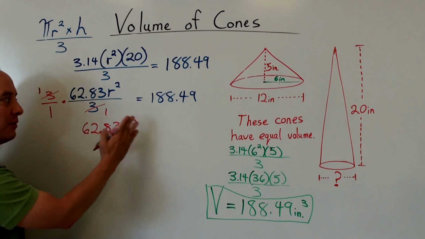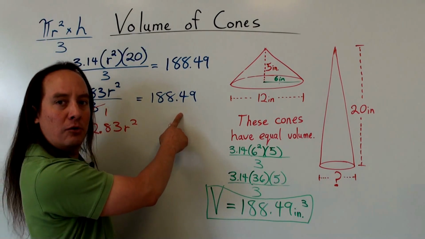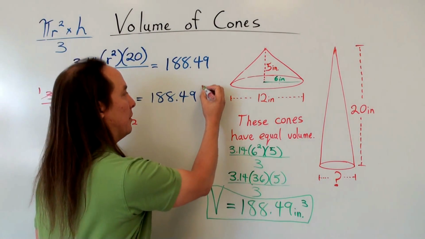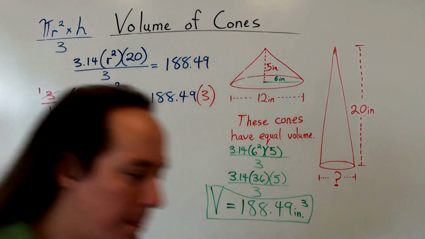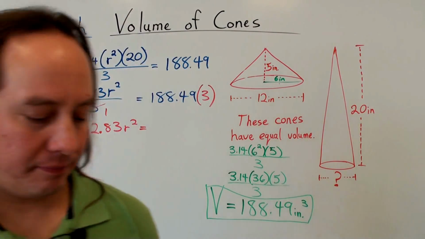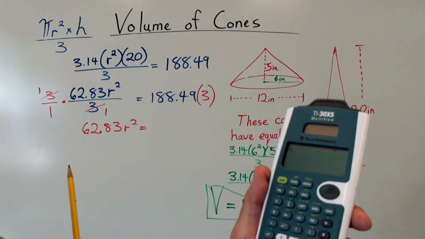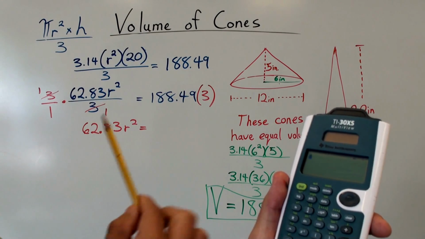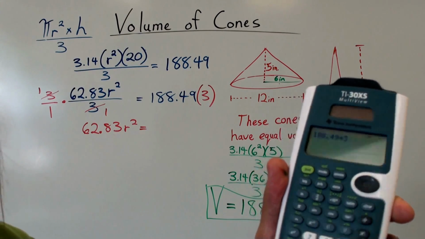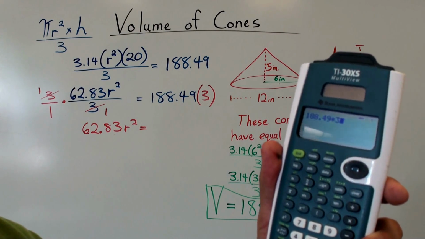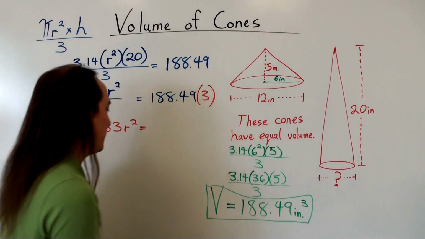Now remember, what you do to one side of the equal sign, you have to do the same to the other side. On this side, I multiplied times 3, and that's what I'm going to do over here with the 188.49. I'm going to multiply it by 3, and I'm just going to use a calculator. 188.49 times 3 is equal to 565.47, okay?